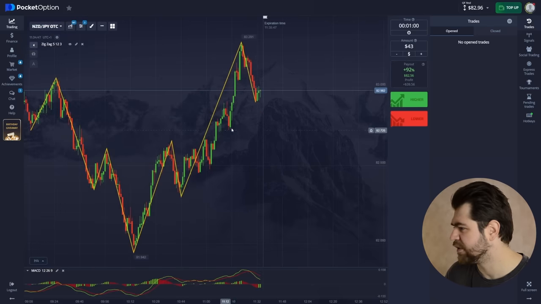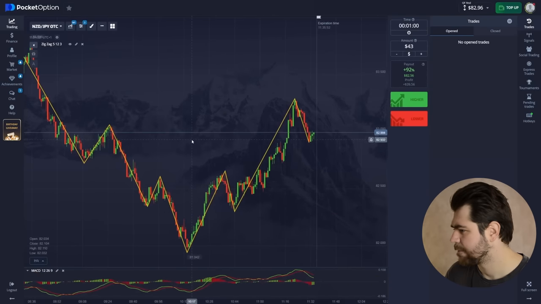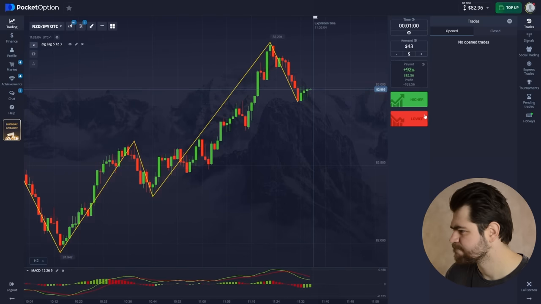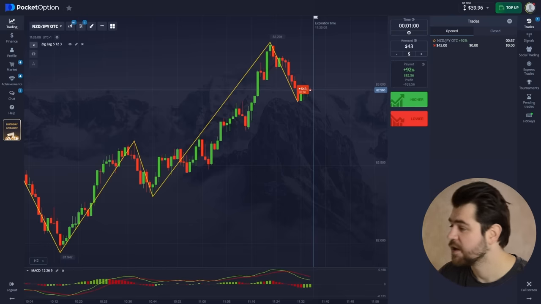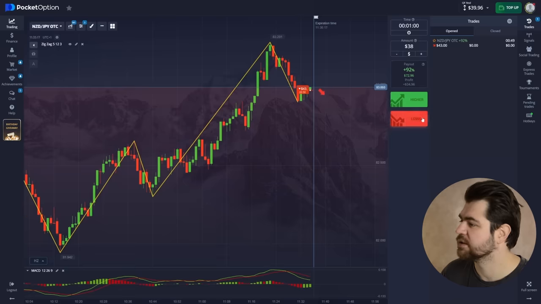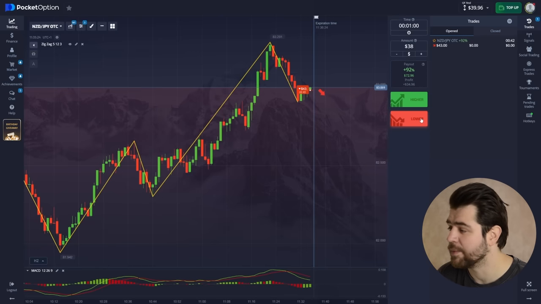Okay, so here we're at the pullback. I think we might. So this is a support level, but yeah, I think this is a pullback from a, oh, actually I didn't change the currency here. This was a pullback, but generally we have a downtrend at the moment.